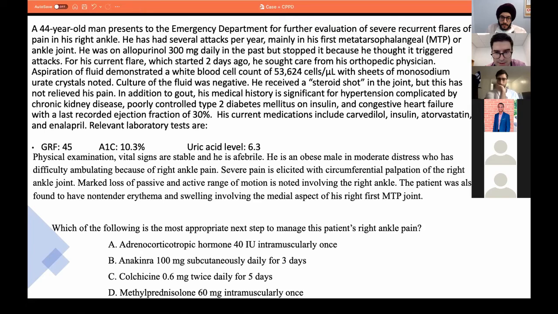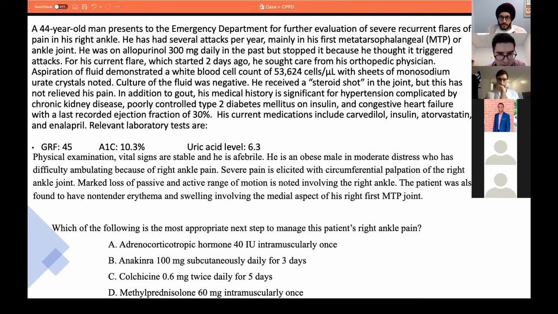Severe pain is elicited with circumferential palpation of the right ankle joint. Marked loss of passive and active range of motion is noted involving the right ankle. The patient was also found to have non-tender erythema and swelling involving the medial aspect of his right first MTP joint. Which of the following is the most appropriate next step to manage this patient's right ankle pain?